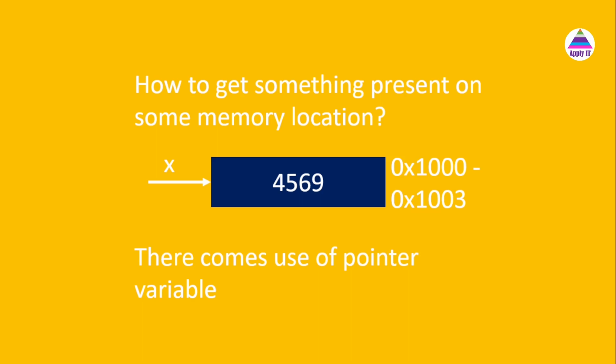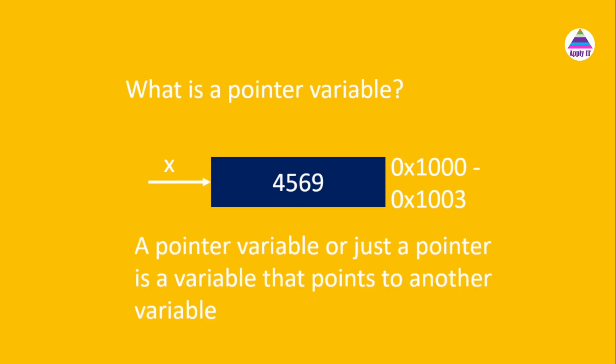Now the question is how to get something that is present on some memory location. So we have value 4569, which is present on address 1000, which is actually belonging to variable x. So here comes use of pointer variable. So what is a pointer variable? A pointer variable, or just it's called as a pointer, is a variable that points to another variable. So you can see here we have variable x.